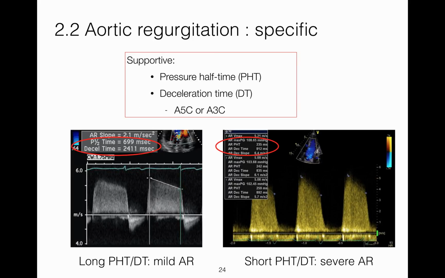Supportive measures of aortic regurgitation include the regurgitant jet pressure half time and the regurgitant jet deceleration time. These measurements are made using continuous wave Doppler from the apical 5-chamber or apical 3-chamber view. As you can see on the images at the bottom of this slide, long pressure half time and long deceleration time measurements are indicative of mild aortic regurgitation, whereas short pressure half time and short deceleration time measurements are indicative of severe aortic regurgitation.